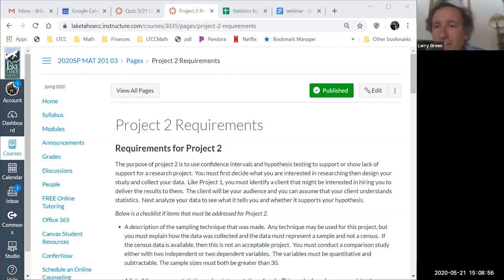But definitely you can have 2 or 3 in your partnership, and you need to make sure that happens. Okay, so that's the biggest similarity between project 1 and project 2.